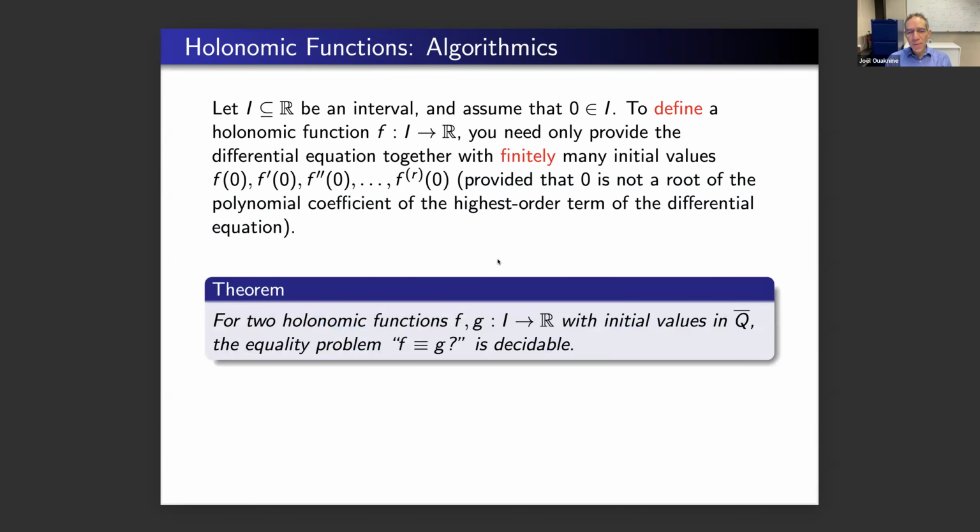And now the theorem says that for two holonomic functions f and g with initial values that are algebraic numbers, so all of the data here is algebraic numbers, the equality problem is decidable. So this is equality between functions, identity of functions, if you will. So again, for holonomic functions, as for holonomic sequences, equality is decidable.